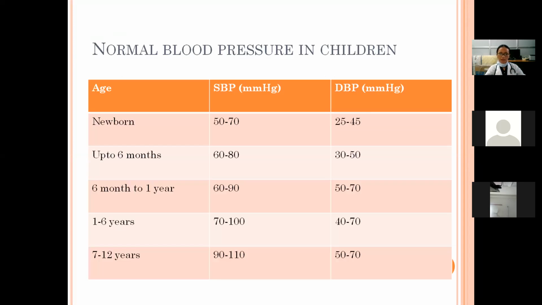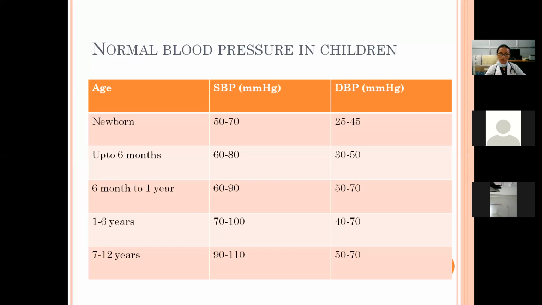Normal blood pressure in children, again, varies according to the age of the child. So this is the chart which just shows you how it varies. It keeps increasing from the newborn period to the age of 7 to 12 years, when it attains the adult normal systolic and diastolic blood pressure.